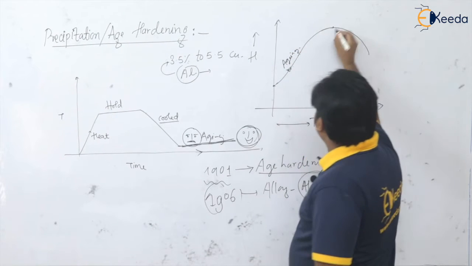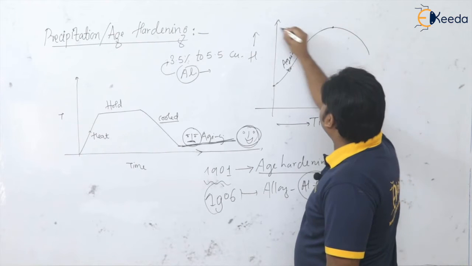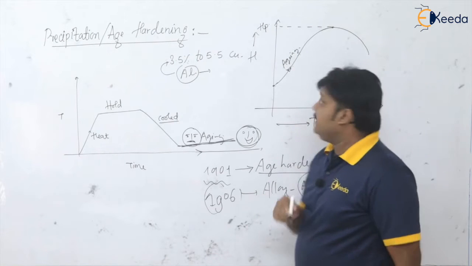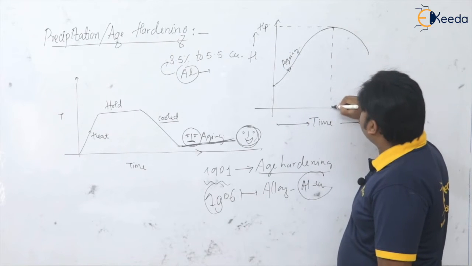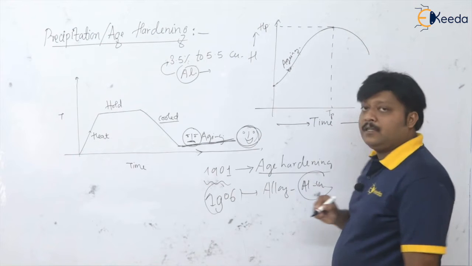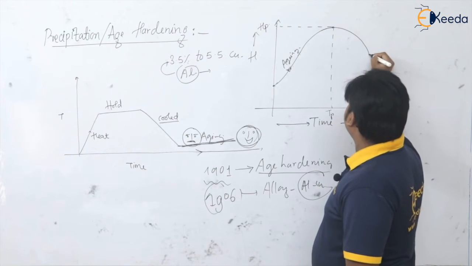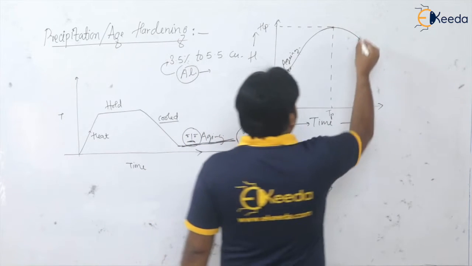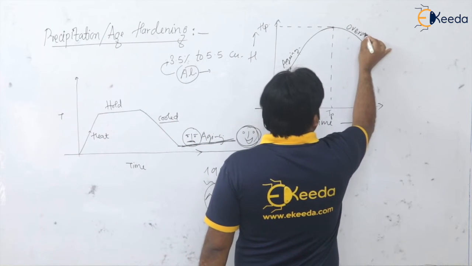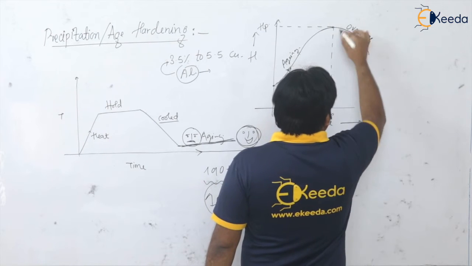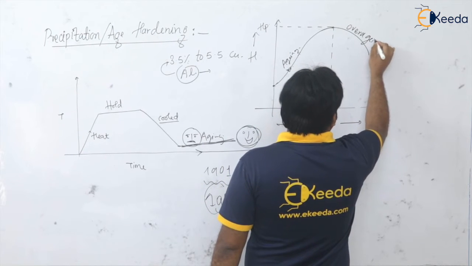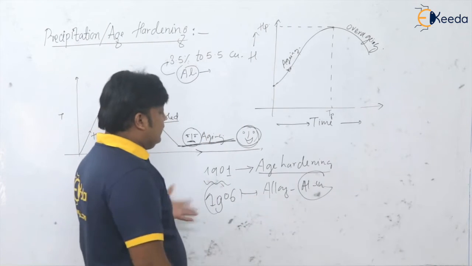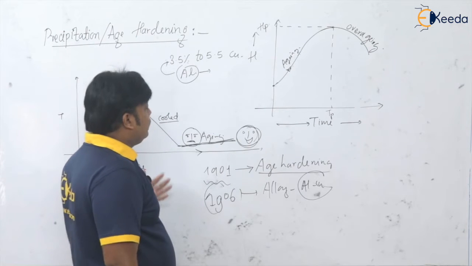At this highest point we are getting the highest hardness, that is the peak hardness. If I name it as HP, for which time? That is the peak time TP, isn't it? And after this time you can observe that the hardness again goes on decreasing. So this time period is named the over aging. Let us see actually what we can have.